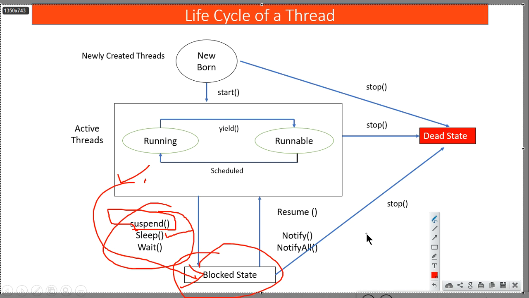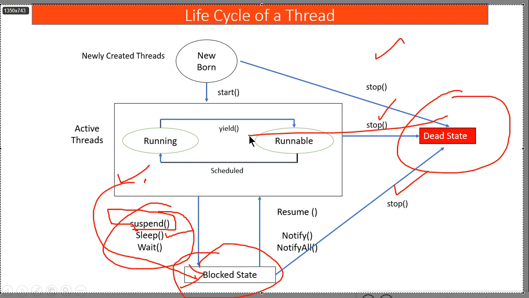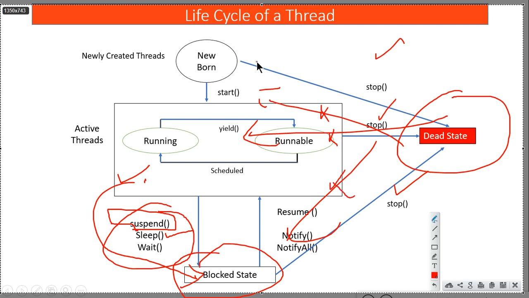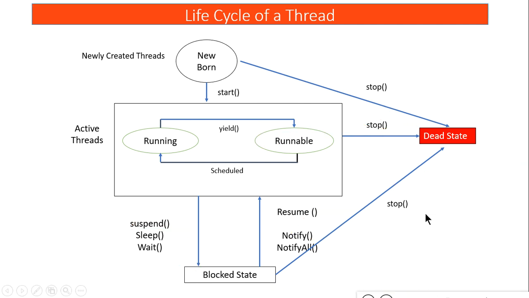Now the running threads can be stopped in between, that is, their execution is stopped forever and it will not continue again. This is done using the stop method. Once you call the stop method, your thread enters the dead state. From this dead state, there is no way of coming back to these lists. A thread which is dead cannot come back. Using the stop method you can move the thread to the dead state, or a thread after completing its execution comes back normally into the dead state. Okay, so this is the life cycle I have explained.